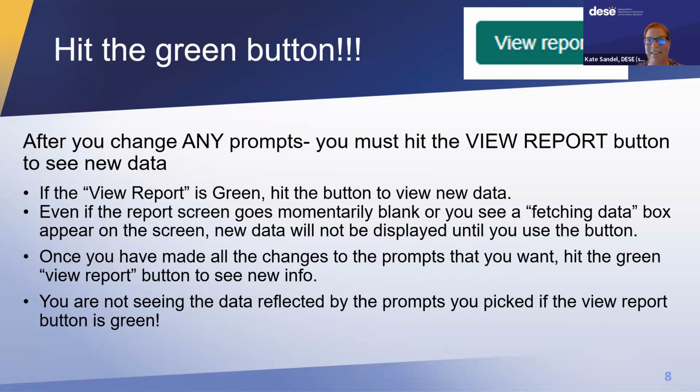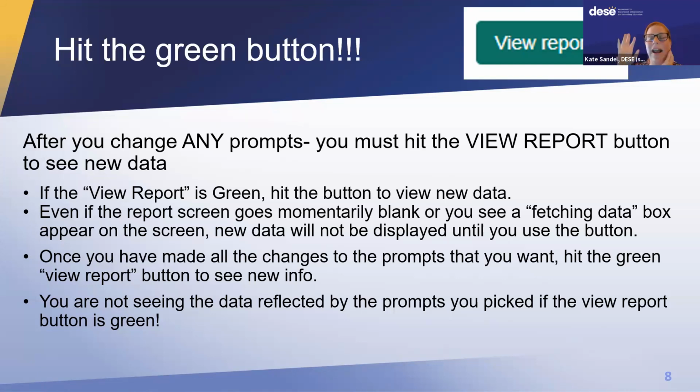So what happens is you change the prompts, and sometimes even the screen goes blank, and there might even be a box that pops up that says fetching new data, and it is not fetching new data. The screen comes back and it's the old data that you had just run. So if I had run a report for all my first graders, and then I change it and say I want my second graders, until I hit that view report button, I am only seeing those first graders.